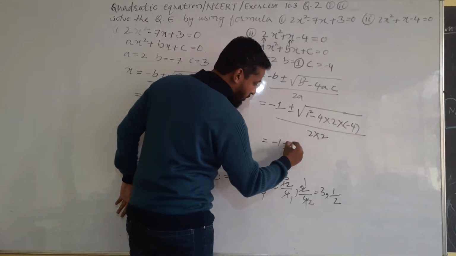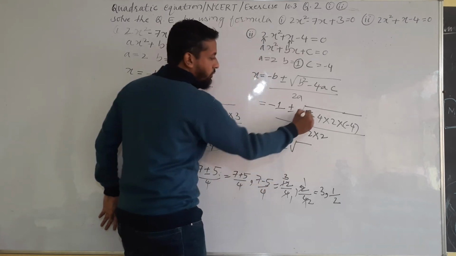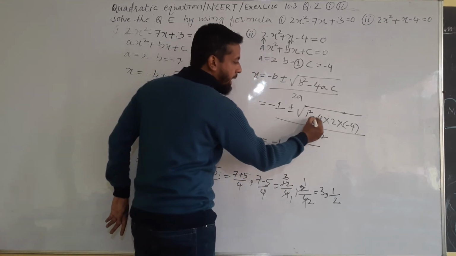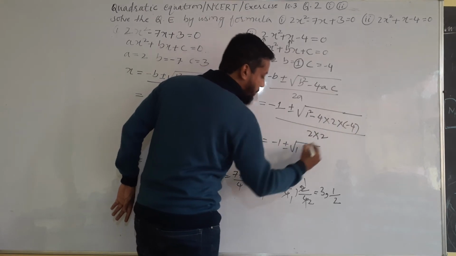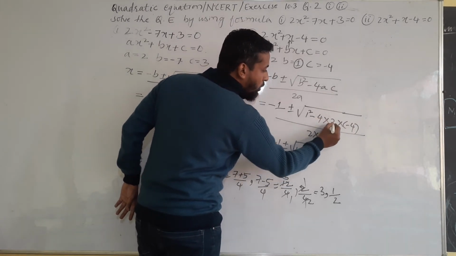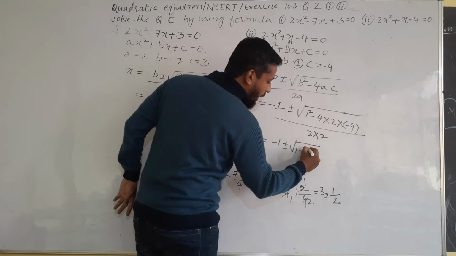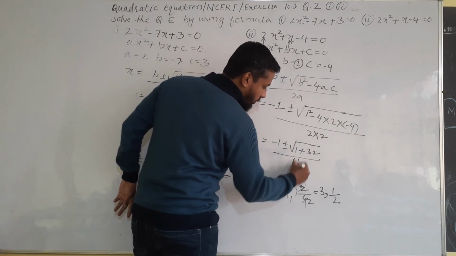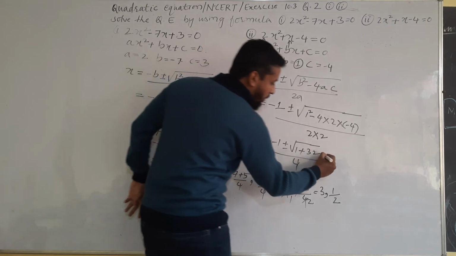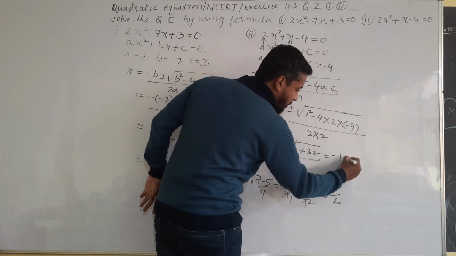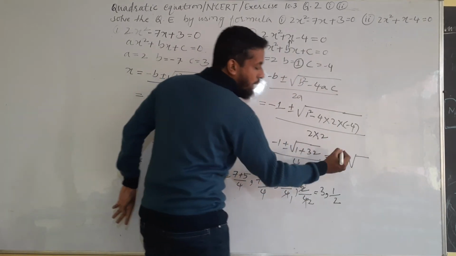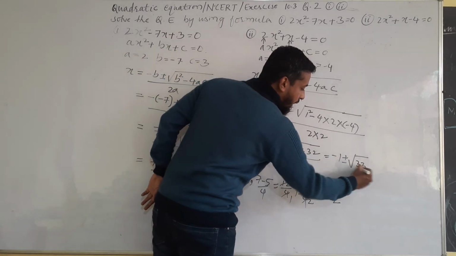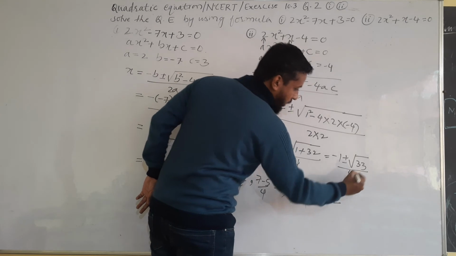Minus 1 plus or minus under root of 1 square is 1. Then this minus into this minus, minus into minus plus, 4 2s are 8, 8 4s are 32, divided by 2 2s are 4. Now minus 1 plus or minus under root of 1 plus 32, 1 plus 32 is 33, divided by 4.